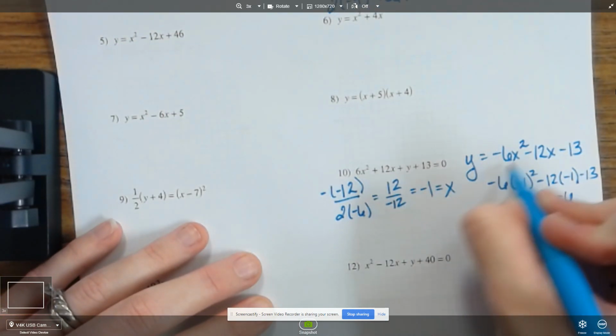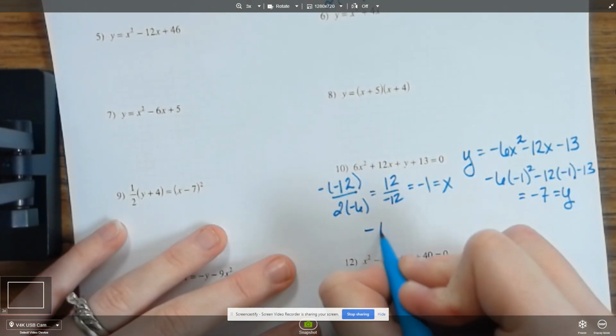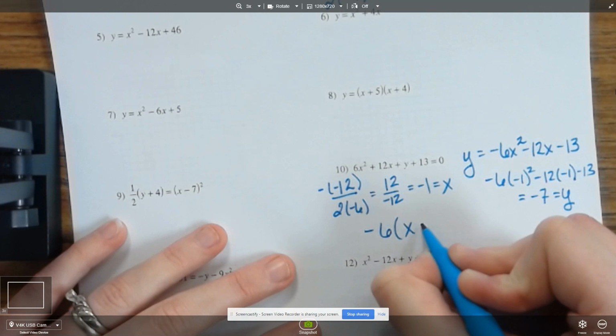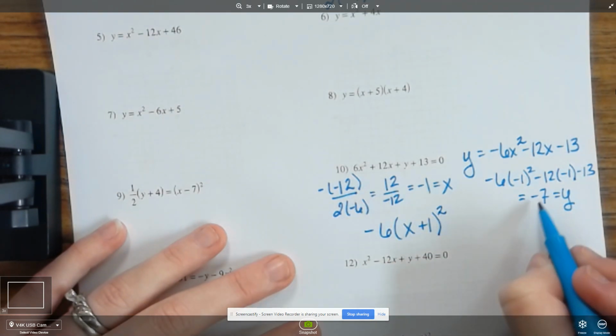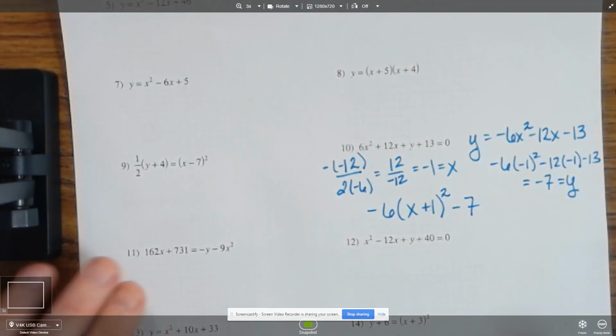So remember, we have a coefficient here, and so we've got to tack that onto the front, a negative 6. This is a negative 1, so we would do x plus 1 squared, and then tack the y onto the end. So that's it for this video.